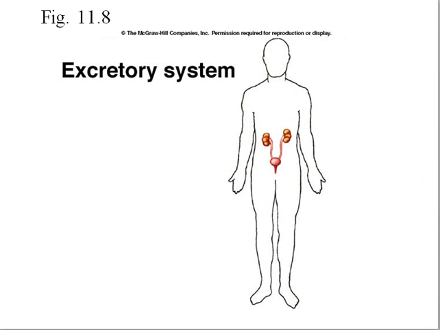The excretory system includes kidneys, bladder, and the tubes leading from these organs. The excretory system removes primarily waste that were produced elsewhere in the body, which are delivered to the kidneys by way of the circulatory system. The excretory system also plays a key role in maintaining the water balance in your body.